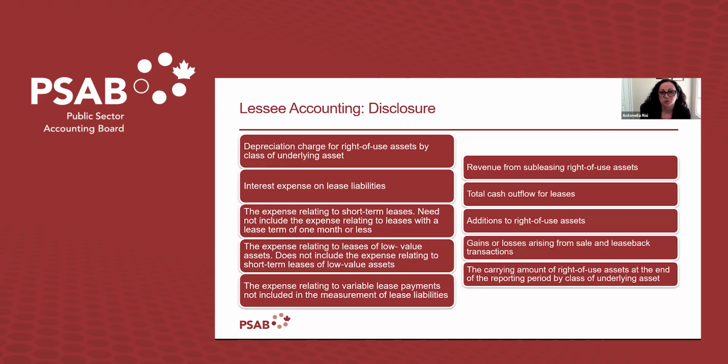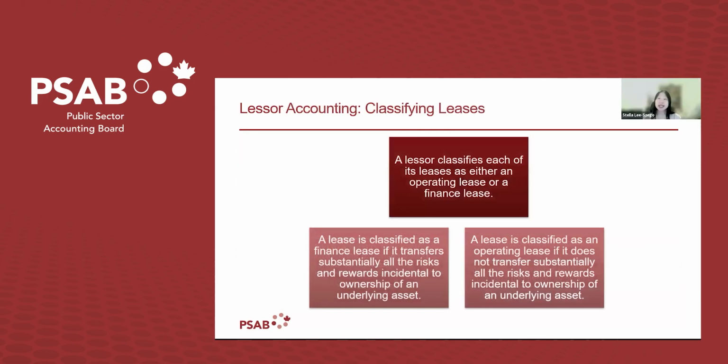Now it's time to move on to the accounting for the lease by the lessor. That's right. We talked a lot about the accounting for the lessee. Now let's take a look at what IPSAS 43 requirements are for the lessor. When accounting for a lease, the lessor applies the risk and rewards model. These requirements are similar but not identical to those provided in the previous IPSAS 13 standard.